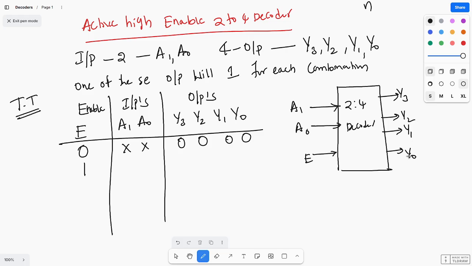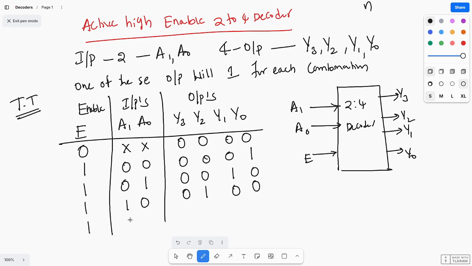If the input is 0 0, which one becomes 1? At a time any one of the outputs will be 1. y0 becomes 1 and the enable pin is 1. If it is 0 1, y1 will be 1 and the remaining are all zeros. If it is 1 0, Y2 will be 1, remaining all zeros. If it is 1 1, Y3 will be 1 and the remaining are all zeros. Like this you will get the truth table. So from this I can say what y0, y1, y2, y3 are.